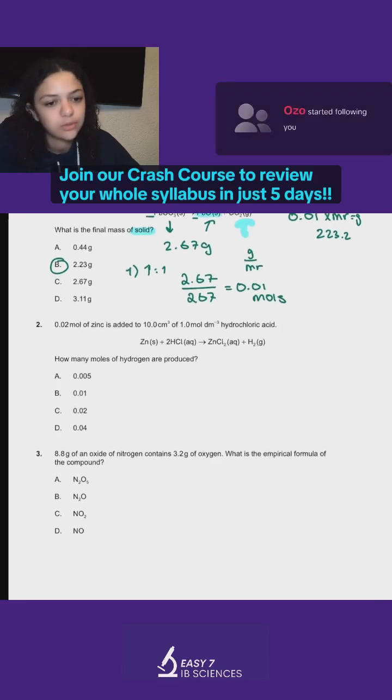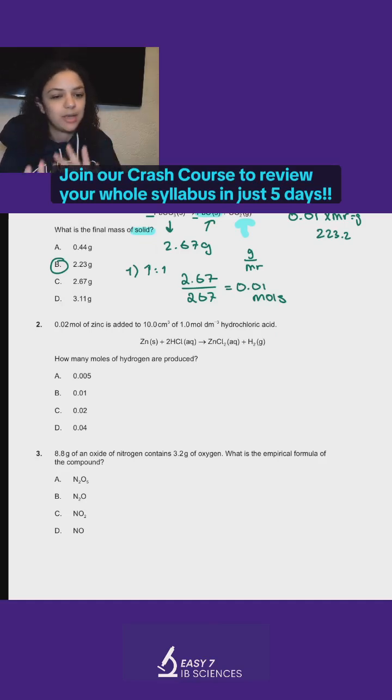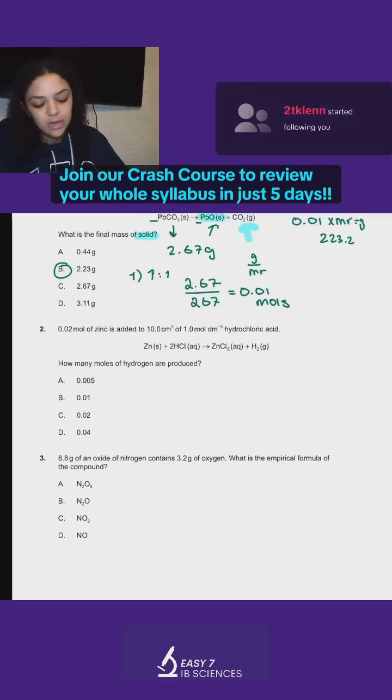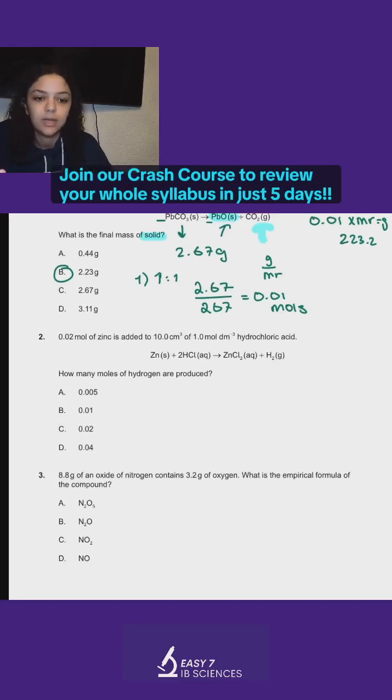The next one is also a stoichiometry question. It says 0.02 moles of zinc is added to 10 centimeter cubed of 1 molar hydrochloric acid. How many moles of hydrogen are produced? This one's a bit different, but it's the same. Because it's still a mole question, but we've added a difficulty. We've added something called limiting and excess reagents. So the first step is you need to find which one's limiting and which one's excess.